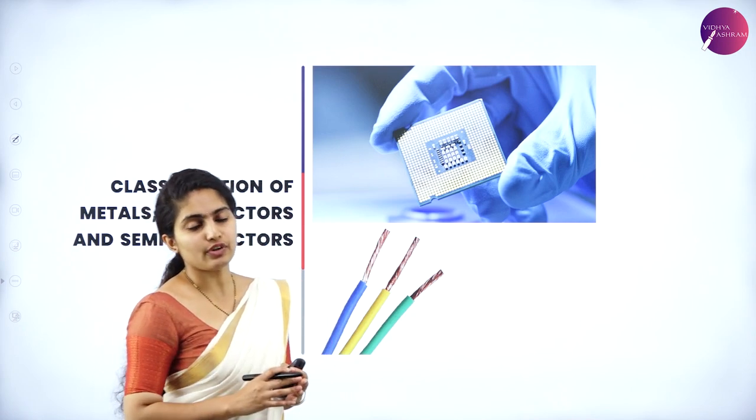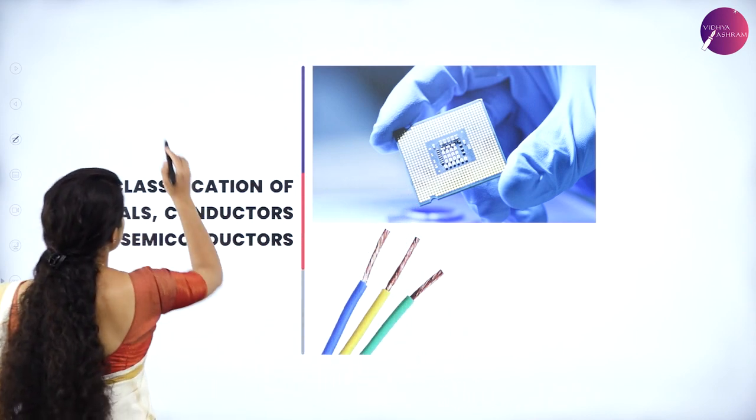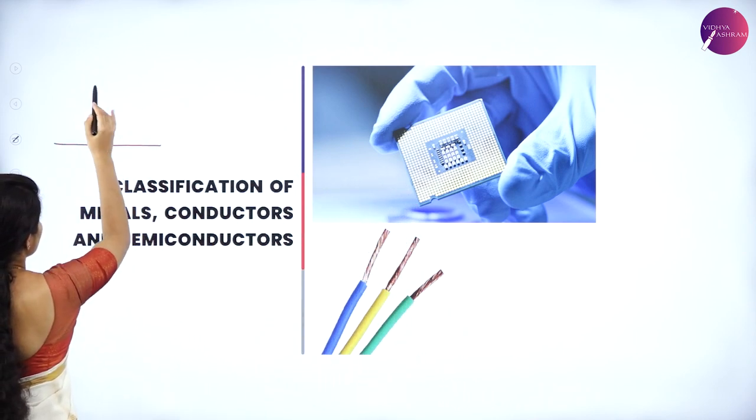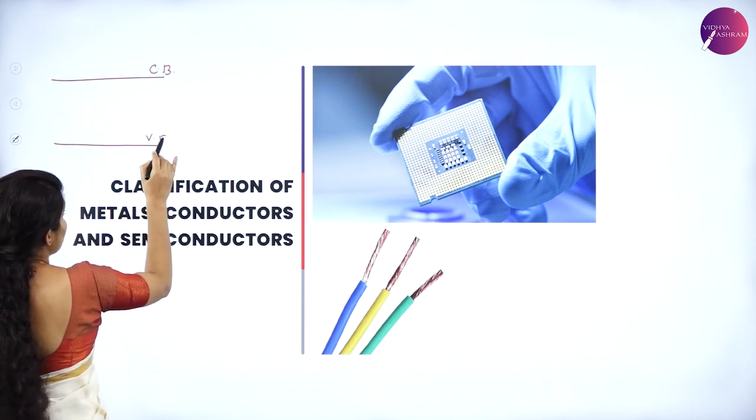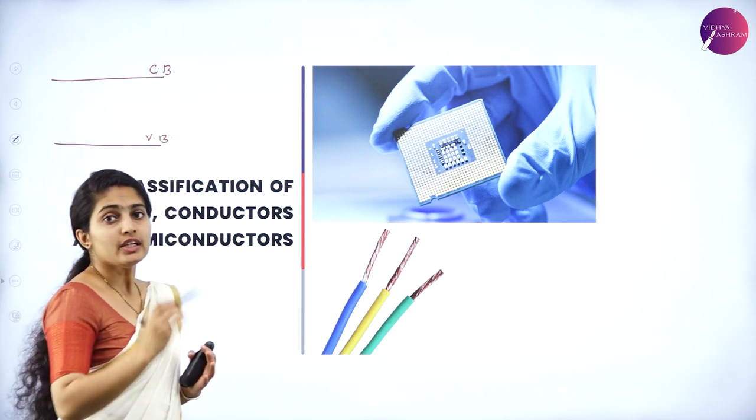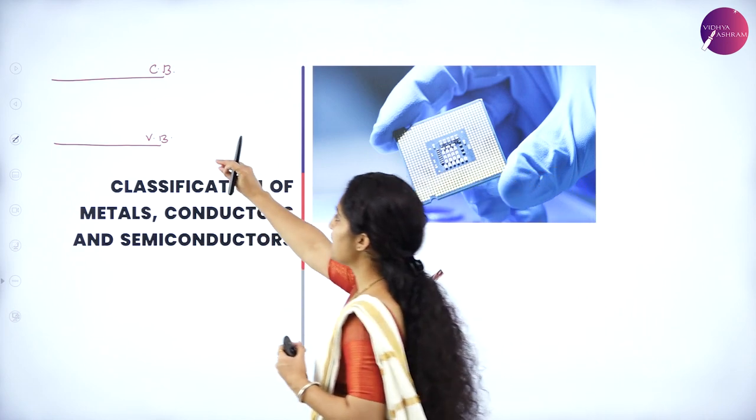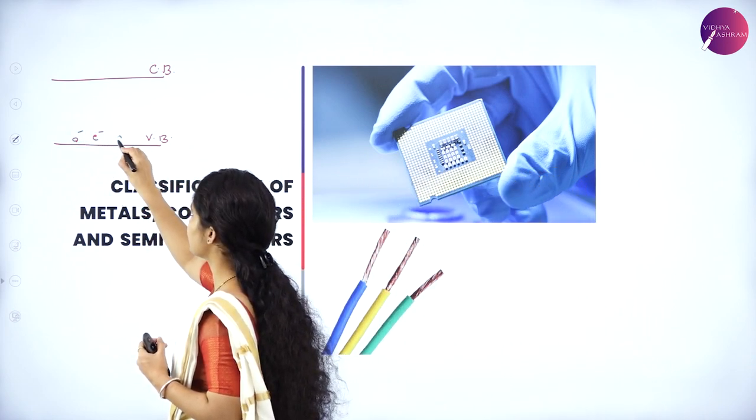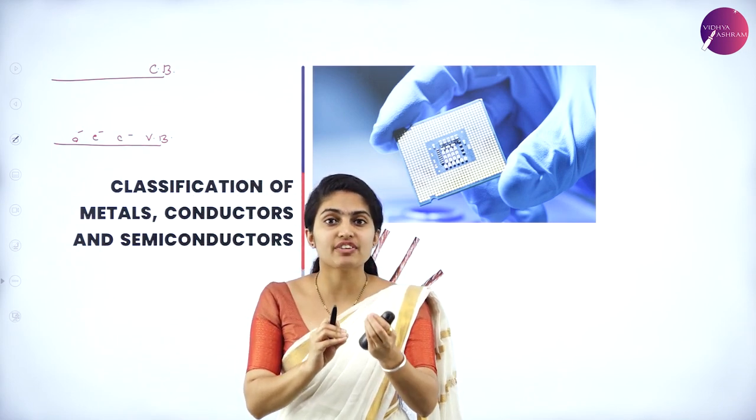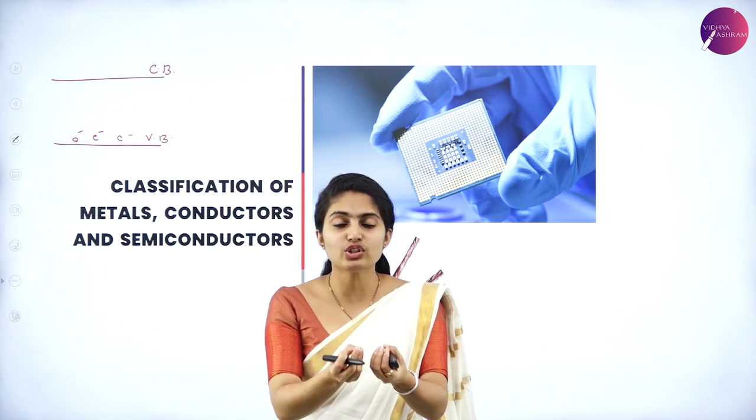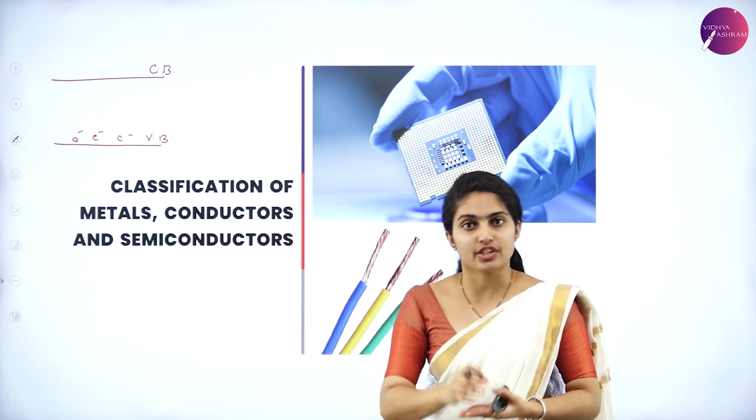First of all, going on with metals or the conductors. We have two bands: the conduction band, which is up, which I'll call CB, and the valence band, which I'll call VB. In the valence band, there is a presence of electrons. Whenever certain energy is provided, the electrons lying in the valence band jump to the conduction band.